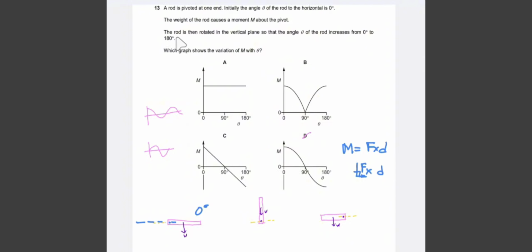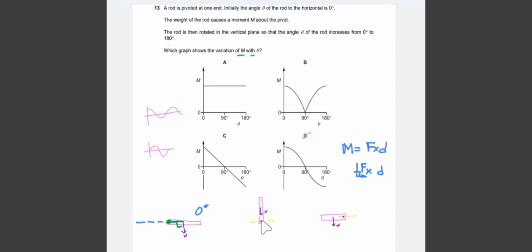Then the rod is rotated in the vertical plane so that the angle theta of the rod increases from 0 degrees to 180 degrees. Which graph shows the variation of moment with theta? So we need to find which graph is the moment against theta. At 0 degrees, with respect to the pivot, the force is perpendicular, and there is some distance. So obviously there is some moment.